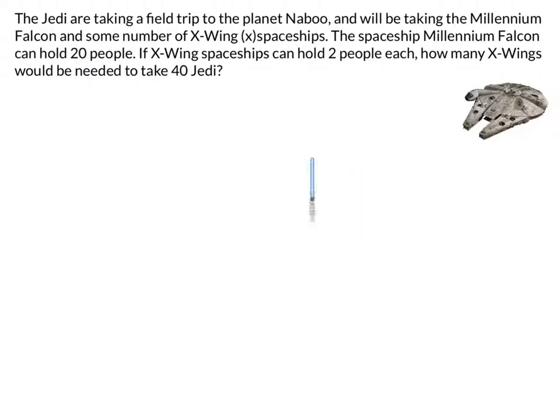Let's do one more. The Jedi are taking a field trip to the planet Naboo and will be taking the Millennium Falcon and some number of X-Wing spaceships. This spaceship, Millennium Falcon, can hold 20 people. If X-Wing spaceships can hold 2 people each, how many X-Wings would be needed to take 40 Jedi?